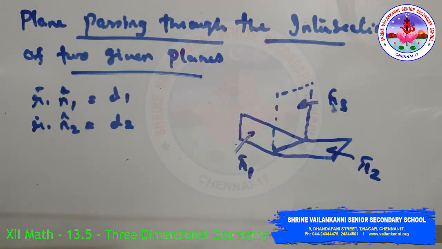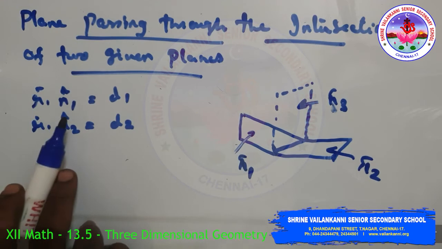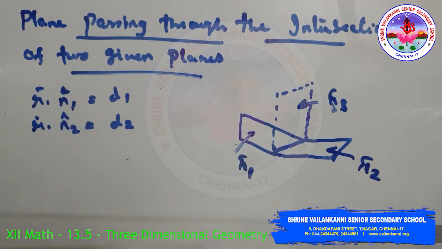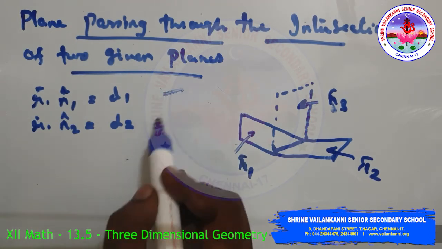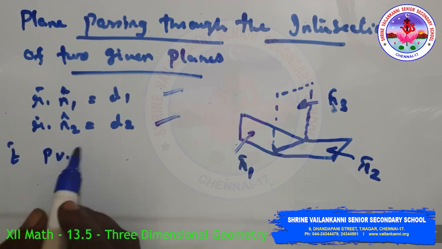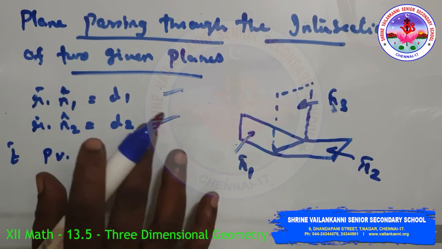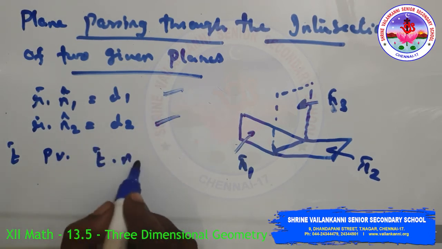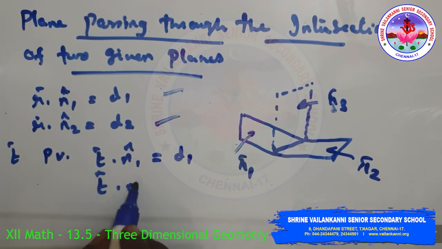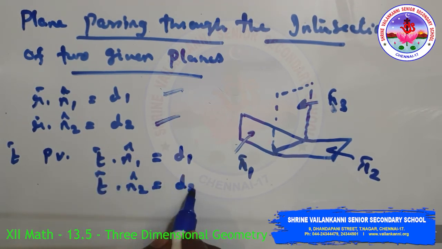Plane passing through the intersection of two given planes. Let pi 1 and pi 2 be two planes with equations r dot n1 which is equal to d1 and r dot n2 which is equal to d2 respectively. The position vector of any point on the line of intersection must satisfy both the equations. Let t be the position vector of a point on the line. Then this can be written as t dot n1 which is equal to d1 and t dot n2 which is equal to d2.